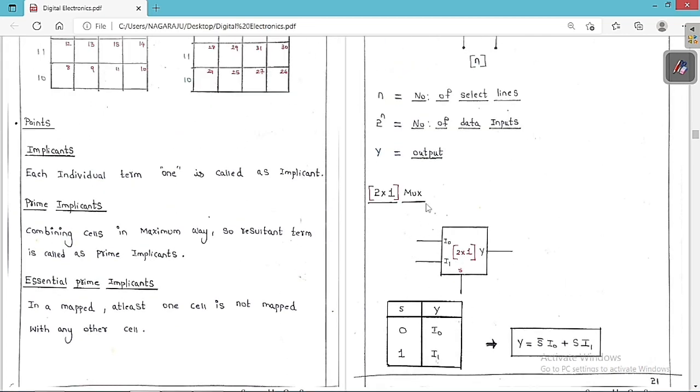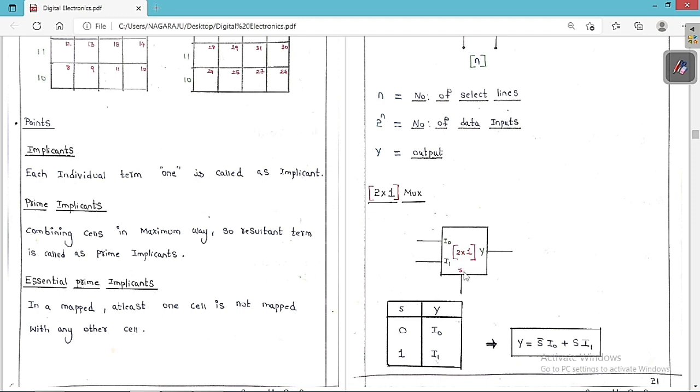Let me give a simple 2 cross 1 example. Here, in 2^n cross 1, n is equal to 1. So n equal to 1 means we have 2 inputs, 1 output and 1 control input, or select line. You can see this is I0, this is I1, and this is output Y. So 2 cross 1 means we get 2 inputs with 1 output and 1 control line.